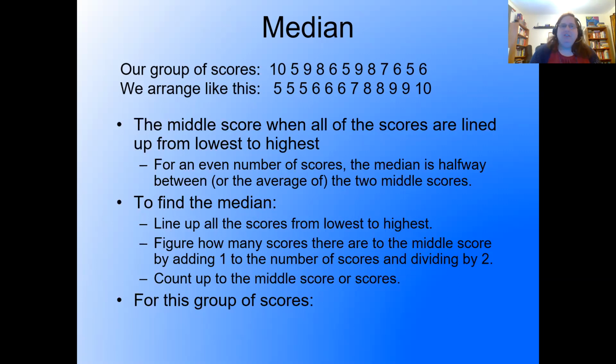The way I like to do it is to line up my numbers from smallest to largest, and then start checking them off, like 5 and 10. Okay, that's not it. 5 and 9. 5 and 9. 6 and 8. 6 and 8. And then I'm left with the two middle ones, 6 and 7. I take the average of 6 and 7. 6 plus 7 is 13, divided by 2 is 6.5. That's my median.